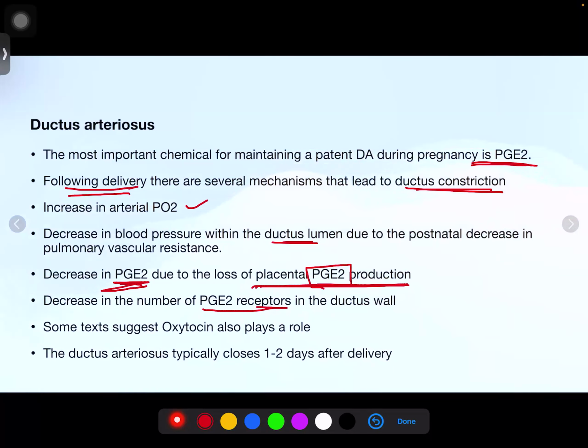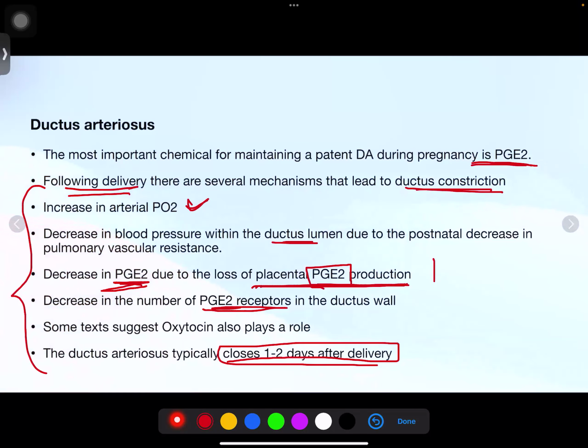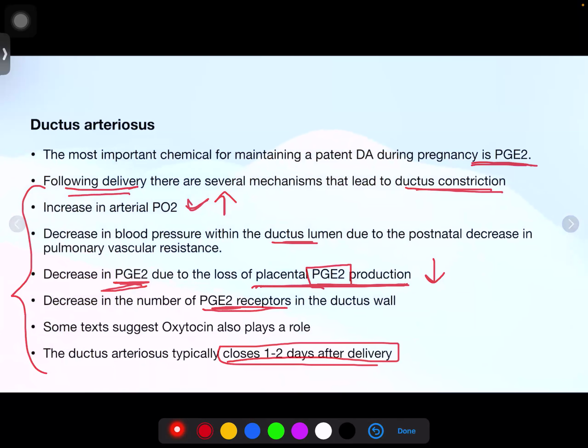And then PGE2 receptors also, they are reduced. Oxytocin has a role, and actually it closes 1 to 2 days after delivery. So ये underlying mechanisms ये सारे आपको important करने हैं याद कि PGE2 basically कम होता है और arterial oxygen pressure it actually increases after delivery.